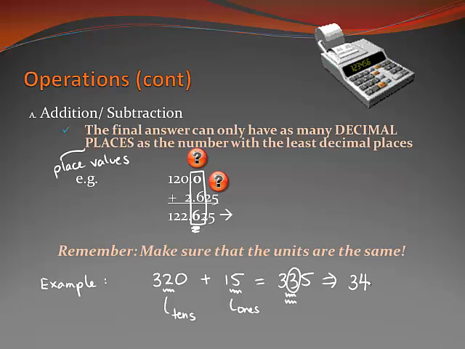Okay, now 34 and 335 are very different sizes of numbers, and that's because I need something to hold it in its place. I need something to keep that 4 over in the tens position. Look, a placeholder 0. That is not a significant digit, remember? It's just a placeholder.